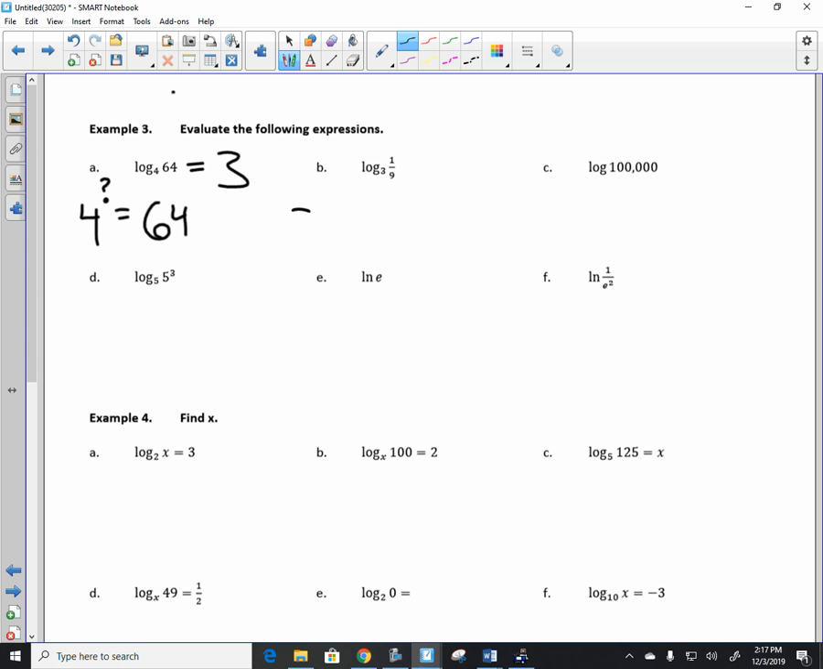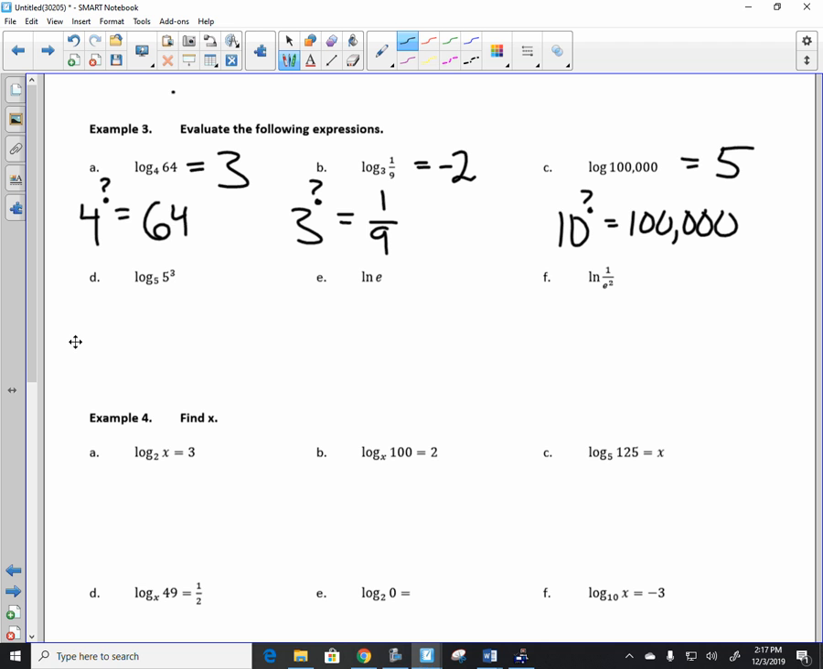This means 3 to what power is 1/9? When you get a fraction, flip it. 3 to what power is 9? 3 squared is 9. So therefore, 3 to the -2 is 1/9. Log of 100,000. That means 10 to what power is 100,000? Leslie says 5. She is correct.